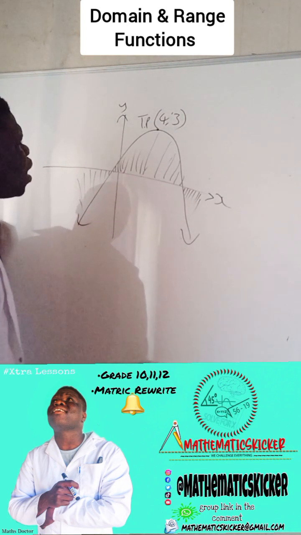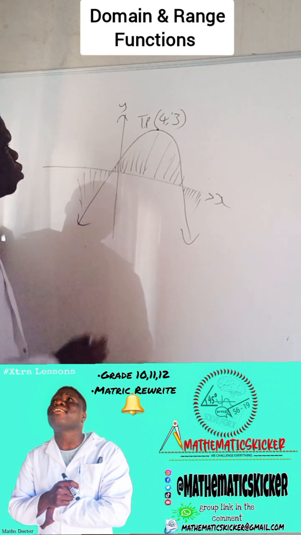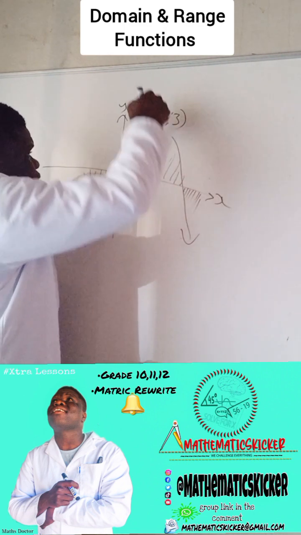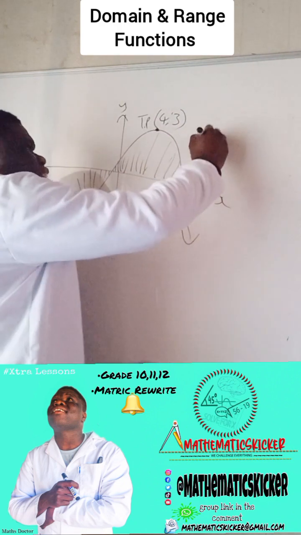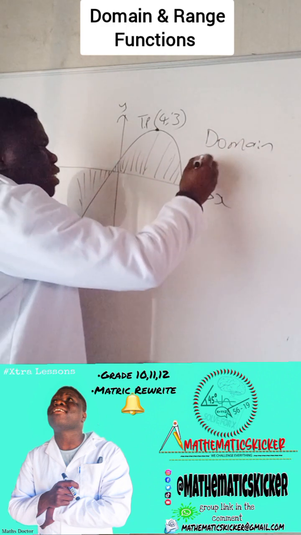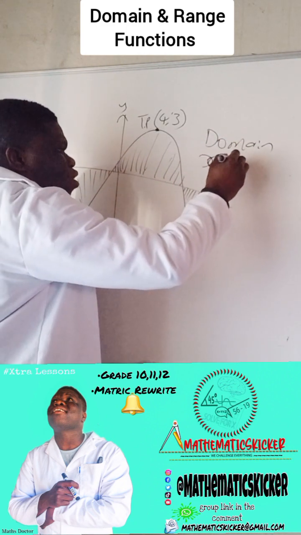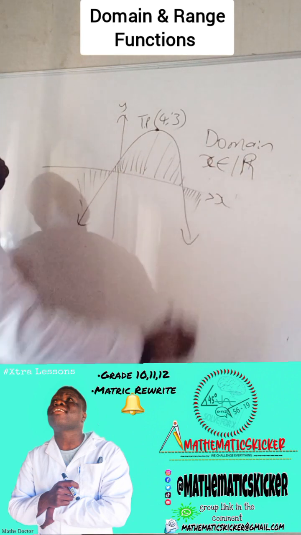And now let's check the y value. But the y value is different now. The y values start from here going down, right? Okay, let's first write our domain. The domain means x is the element of what? Of real number, because x is there everywhere. X is the element of real number.